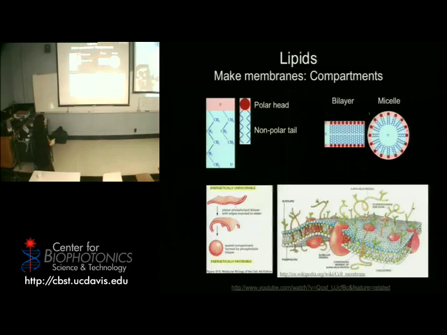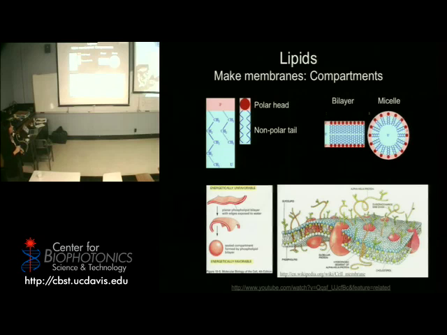So then lipids. What is the basic function of lipids in a cell? It is to make membranes and establish compartments. The membranes create the walls between the different compartments. The basic lipids that form these membranes are phospholipids that have a polar head and a non-polar tail. And the way this is organized is in bilayers or micelles, in a way that the polar heads are towards the water and the non-polar tails are towards the inside.